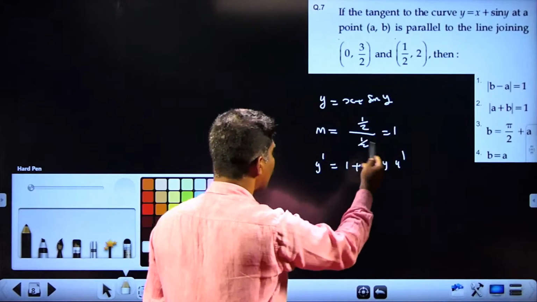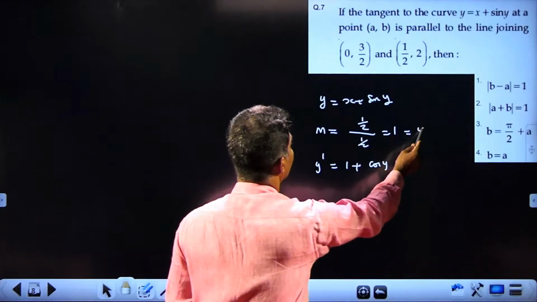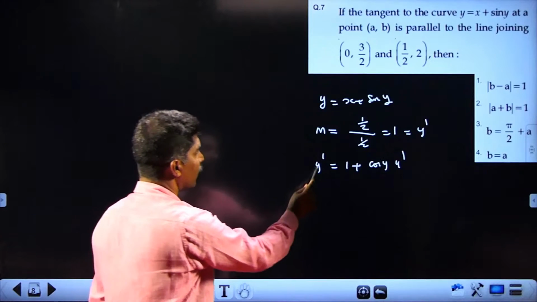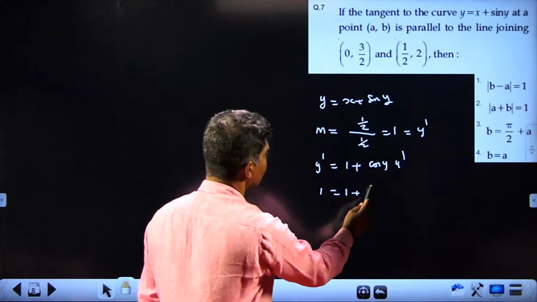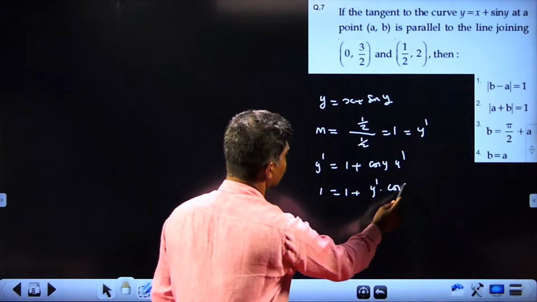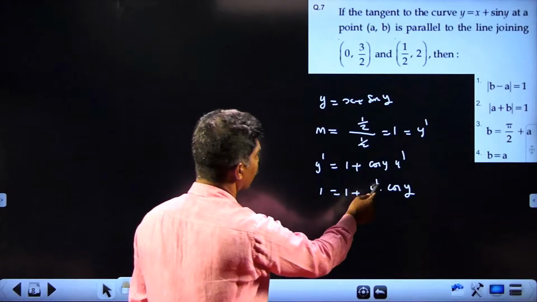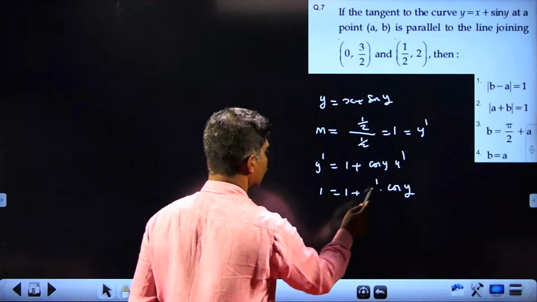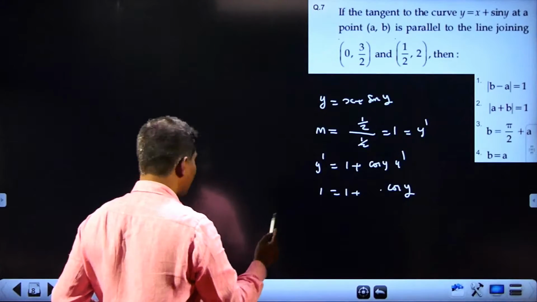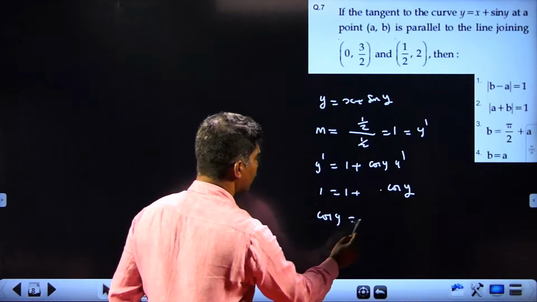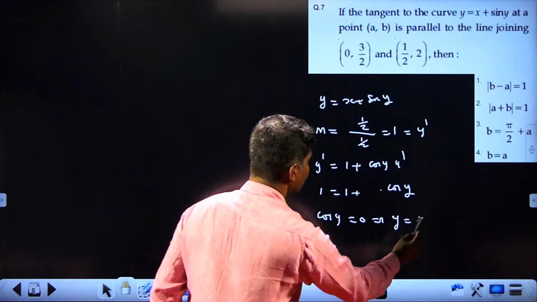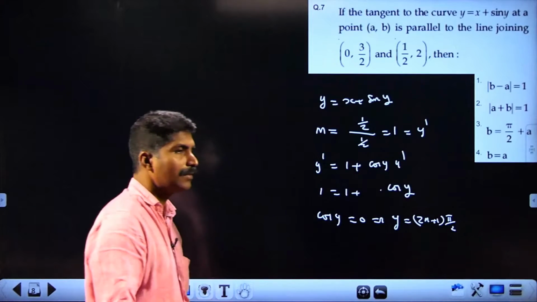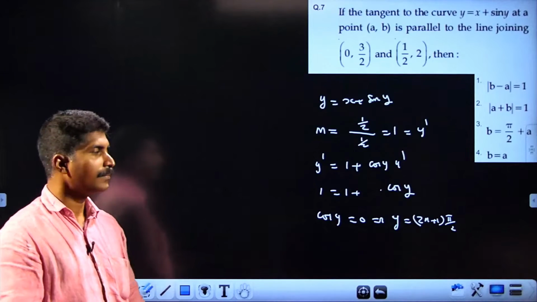Okay, m is the slope, slope is equal to y dash, as you have done in the earlier problem. Now y dash is 1, so 1 is equal to 1 plus y dash into cos y. y dash is again 1. Therefore, we can see that cos y is equal to 0. Cos y equal to 0 implies y is equal to (2n plus 1) into pi by 2, like pi by 2, 3 pi by 2, etc. We can write it simply as pi by 2 or 3 pi by 2.